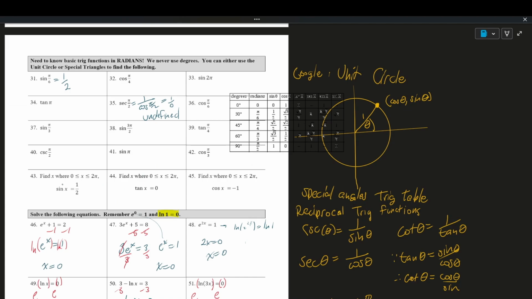Let's pick one of these, 43, 44, or 45. Question number 43. Please remember that sine of x is 1/2 at 30 degrees. So if I were to draw that on our unit circle here, 30 degrees, this would be cosine of 30 degrees, sine of 30 degrees. Sine is the y value.